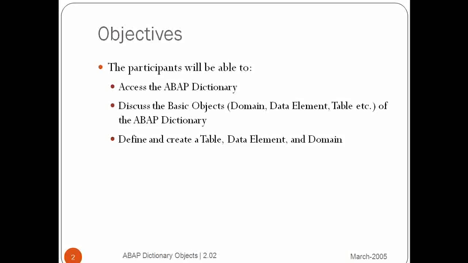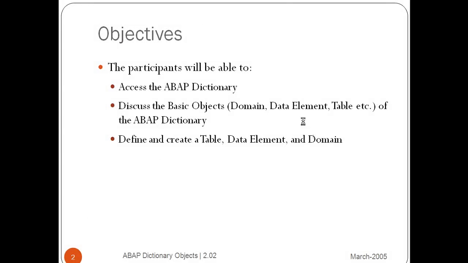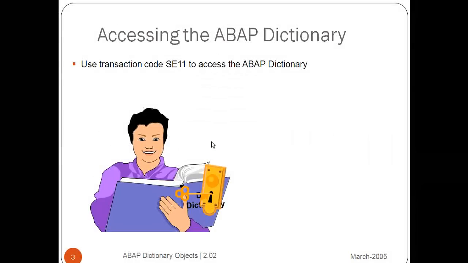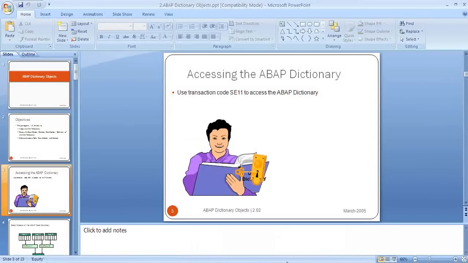Now, dictionary objects. Now we'll find what the dictionary objects are. We access the data dictionary, discuss the basic objects: domain, data element, table, etc., and define and create a table, data element, and domain. I already covered some of these things. So the transaction code is SE11. Let me show you once again.